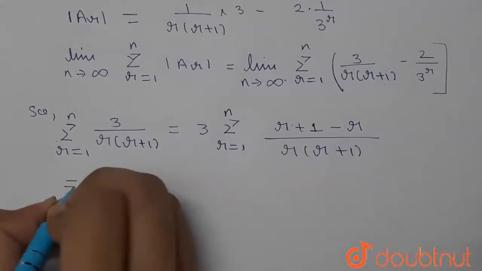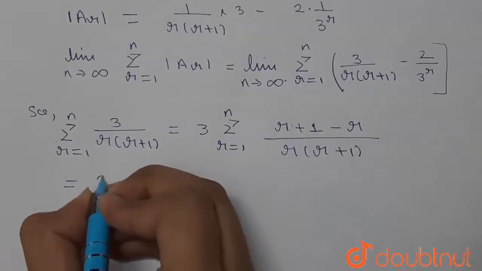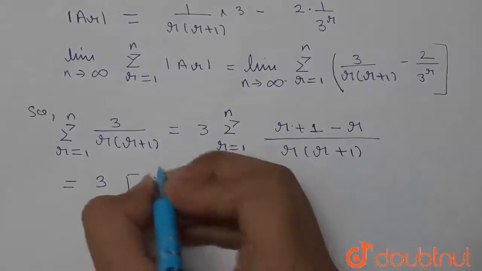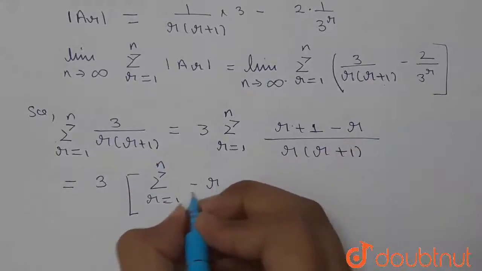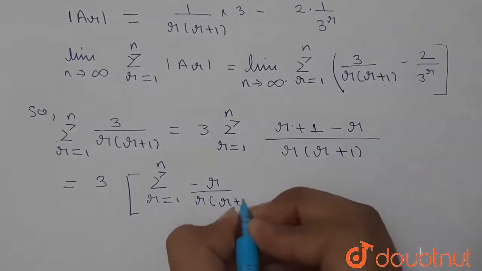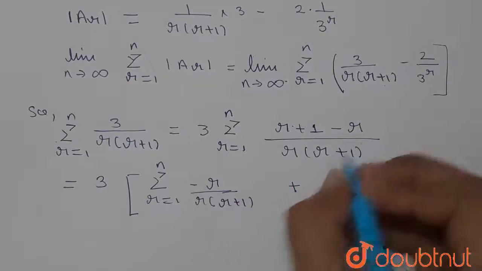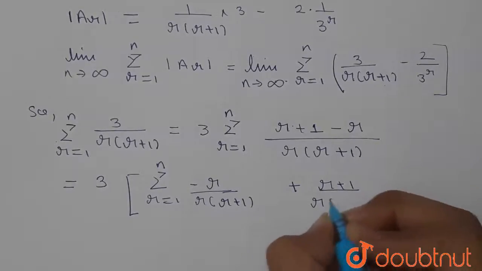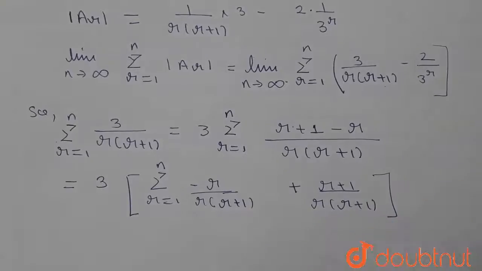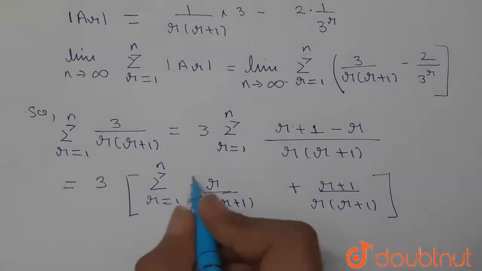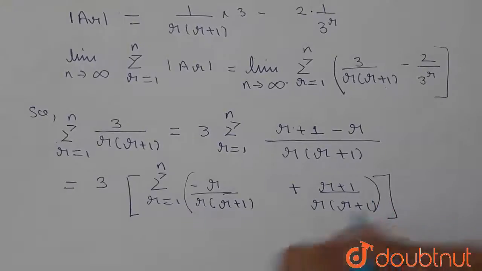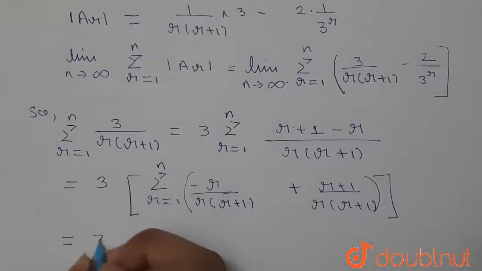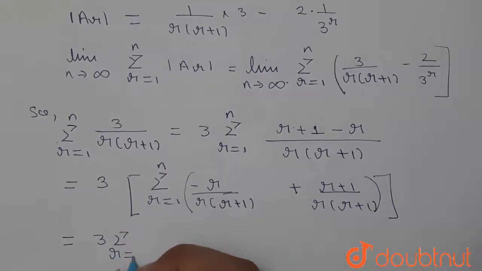So this will be equal to 3 into summation of r is equal to 1 to n of [(1 plus r minus r) upon r into (r plus 1)], which is [(r plus 1) upon r into (r plus 1)] minus [r upon r into (r plus 1)]. To avoid confusion we can take this bracket here because the summation applies to both of these, right? Now we will take the summation out, so 3 summation r is equal to 1 to n.